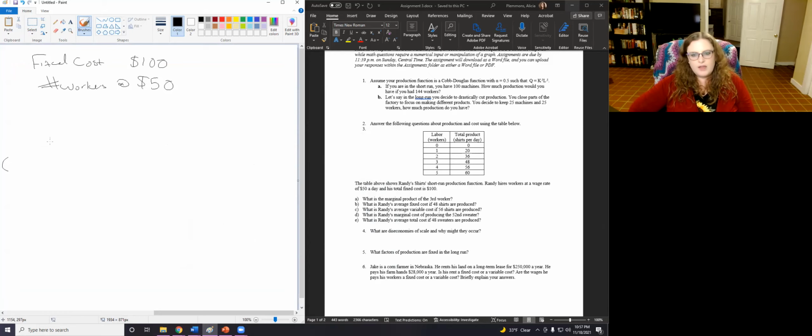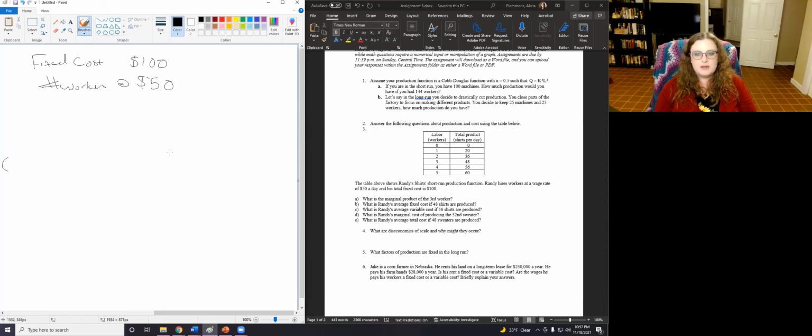All right, so for A, what is the marginal product of the third worker? Well, that's how much they increase the total product, right? So that's 48 minus 36. It says we have 36 with 2 workers. We have 48 with 3 workers. That means that we have increased by 12. The marginal product of the third worker is 12.